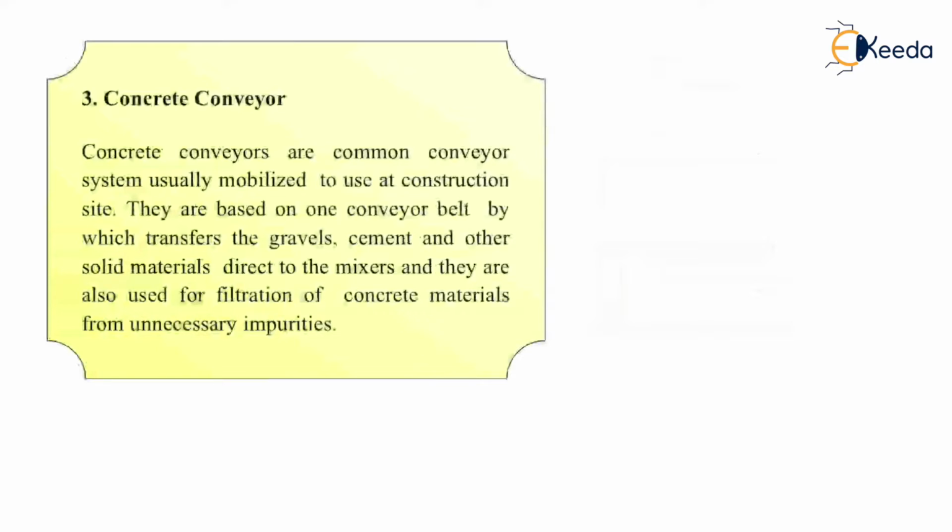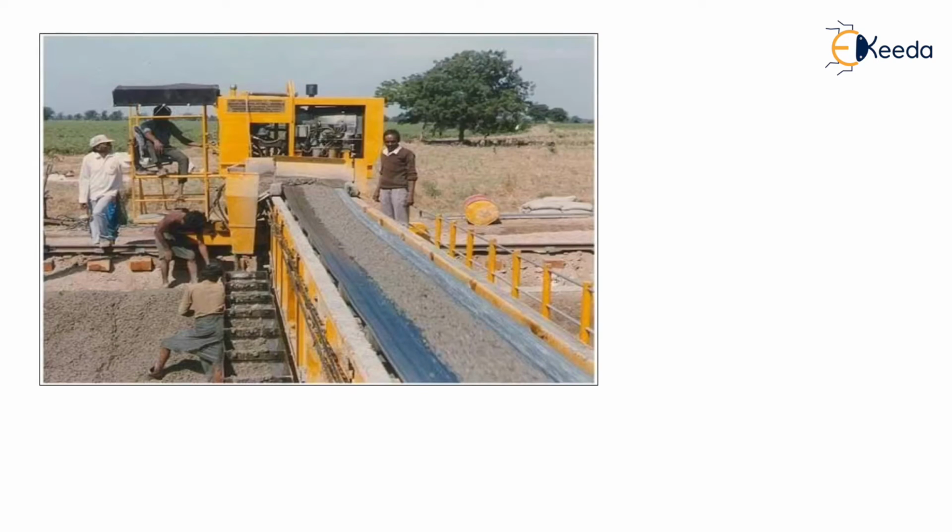They are based on one conveyor belt, which transfers the gravel, cement and other solid materials directly to the mixers, and they are also used for filtration of concrete materials from unnecessary impurities. So as you can see, these are the concrete conveyors. Sometimes here they are using the conveyor belts to convey the concrete.